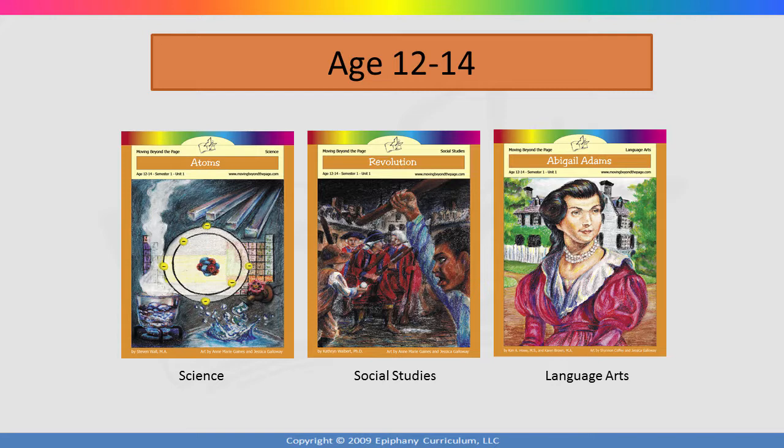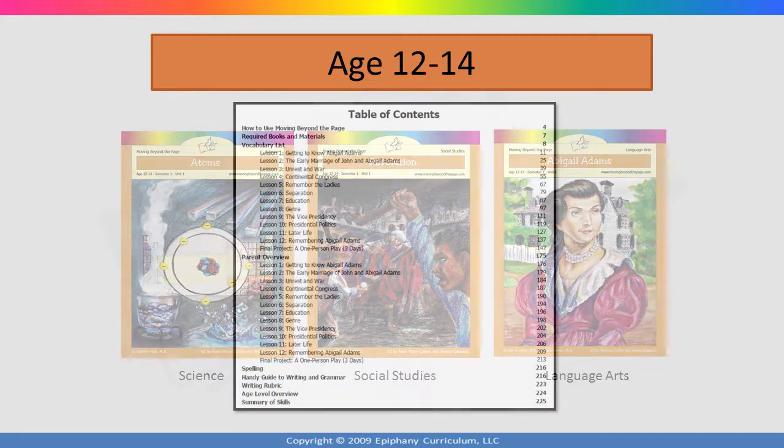If you are using the online curriculum, you can follow along. Just select and activate the first language arts unit called Abigail Adams. Everything we will be looking at in the hard copy version is also available to you in the online version. Let's start by looking at the table of contents.